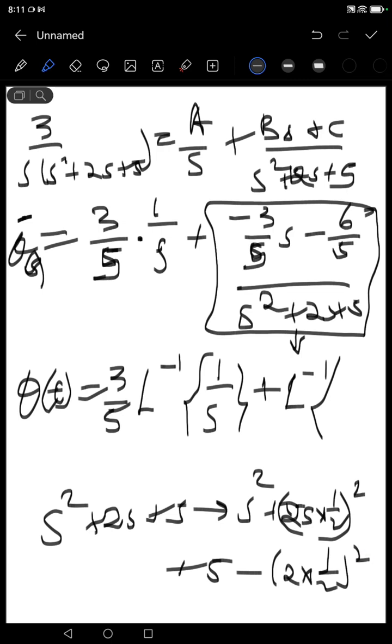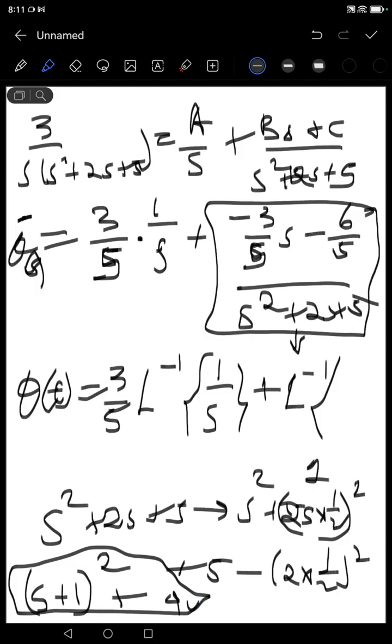So after completing the square, our answer is going to be s plus 1 squared, because 2 multiplied by 1 over 2 is 1, and 1 squared is 1, so that's why we have s plus 1 squared, plus 5 minus 2 multiplied by 1 over 2 squared, which is 4. So after completing the square of this, we get this. And that's where we're going to introduce the inverse Laplace.